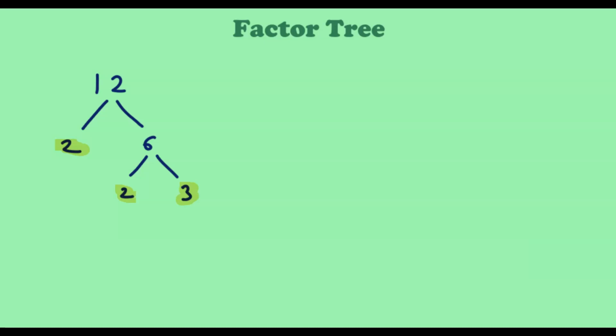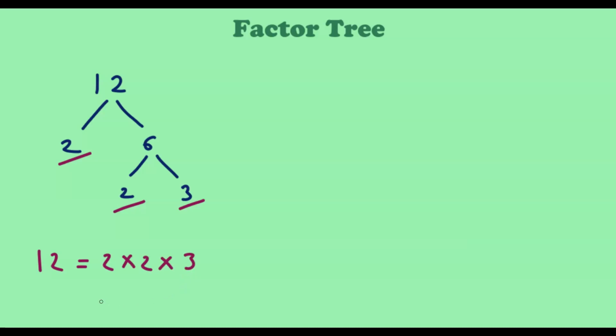So we have used our factor tree to determine what prime numbers can be multiplied together to obtain the original number 12. So what do we end up with? We have our prime factors as 2, 2, and 3. And that just means that 12 is equal to 2 times 2 times 3. So this is the prime factorization.